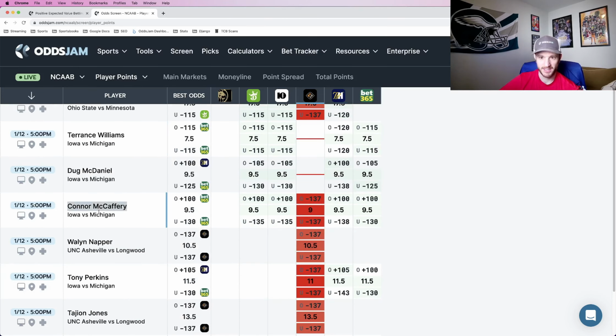The example that I found is this one right here. Connor McCaffrey in the Iowa versus Michigan game to go over 9 points. Look at where every other sportsbook is pricing it. Every single one has it at 9.5, a half point higher. We are getting it at 9. So if he lands at exactly 9, you at least push this PrizePicks one. Every single other bet loses.